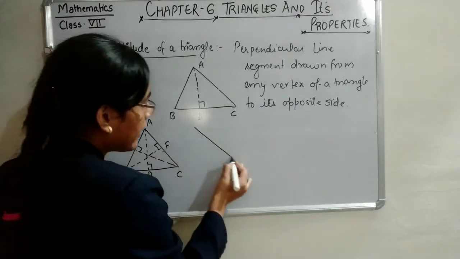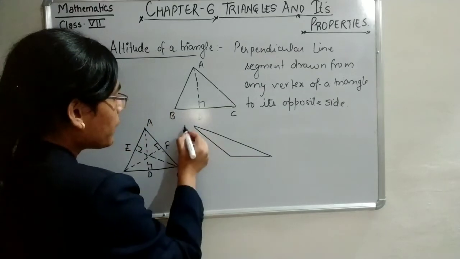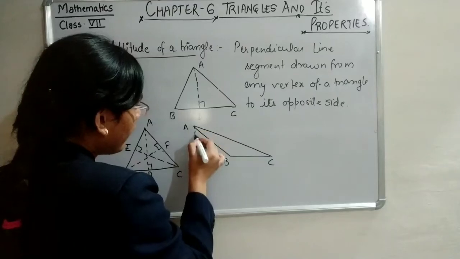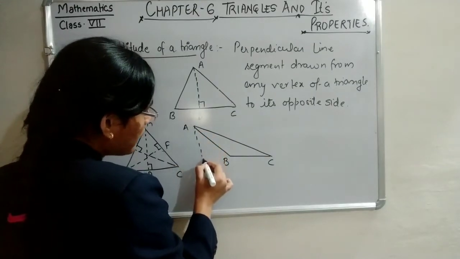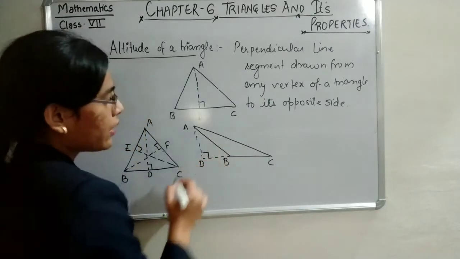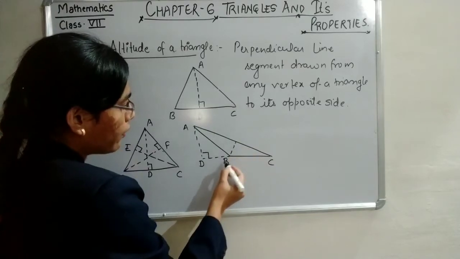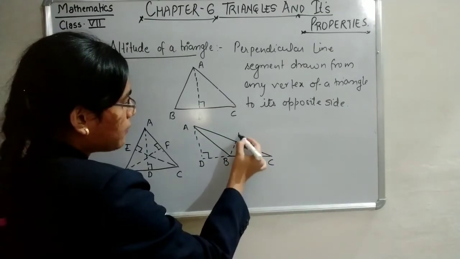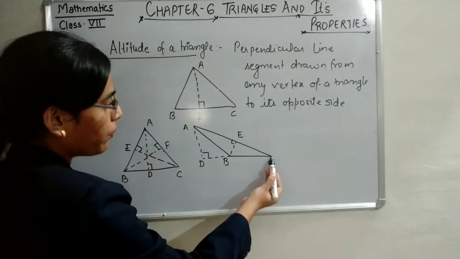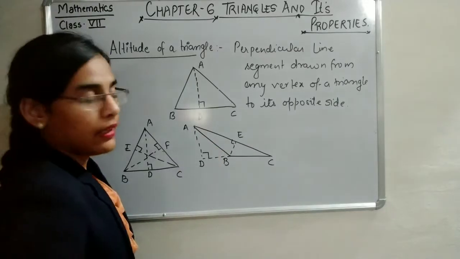Now we'll see the case of an obtuse angle triangle. For an obtuse angle triangle, the altitude from the vertex A will lie outside of this triangle. So this AD will be outside the triangle. One altitude will be inside the triangle from the vertex B, that is BE. And the third one will be from point C to D, that is outside the triangle.